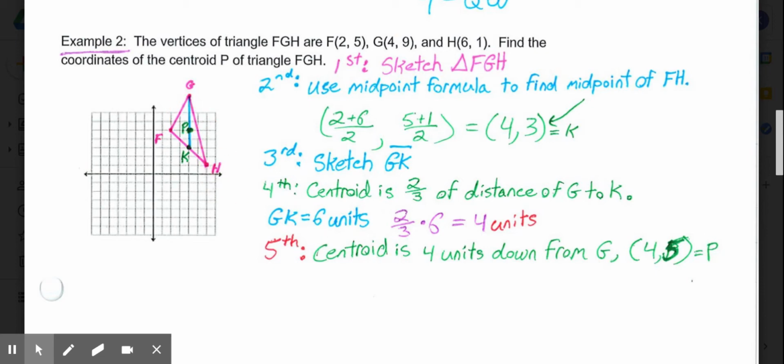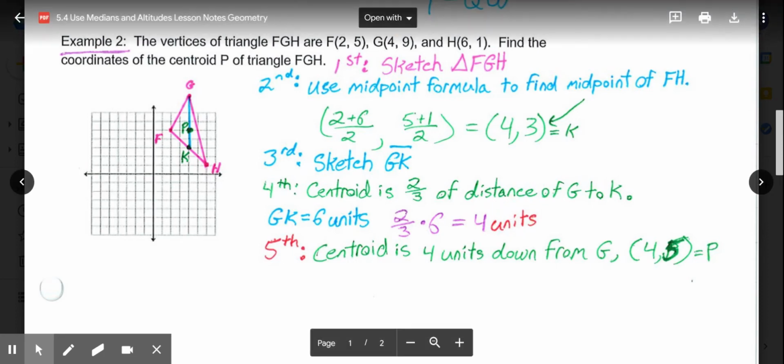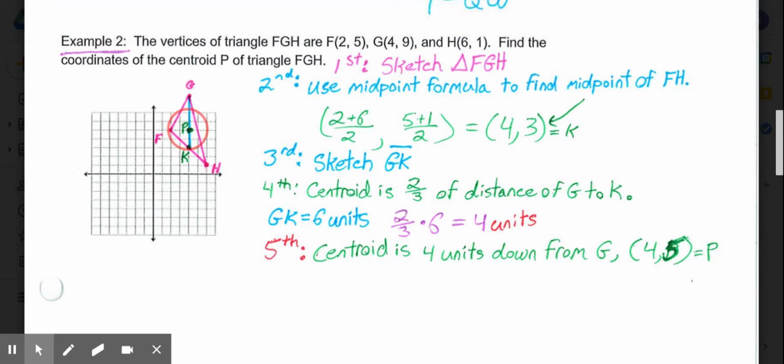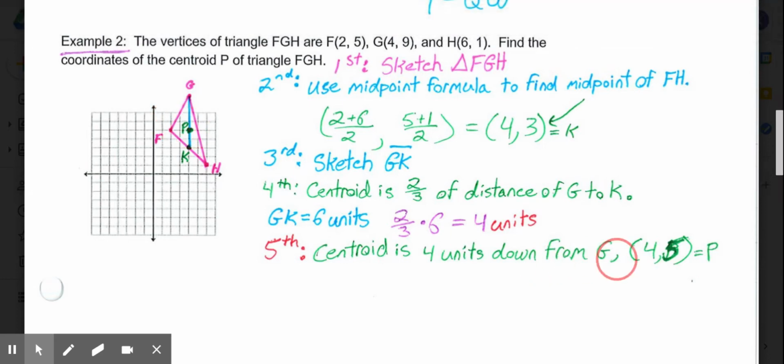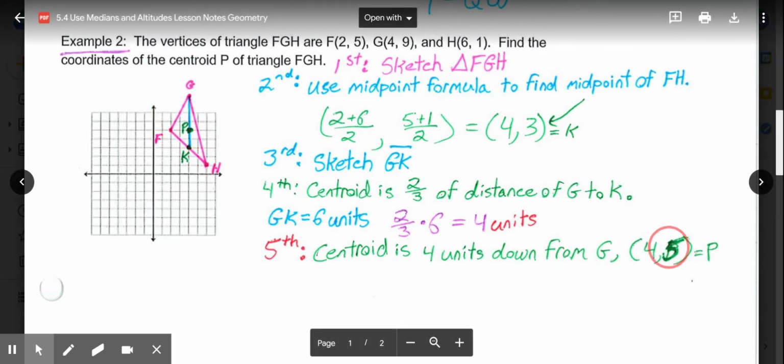So if G to K, that segment was 6 units long, we multiply that by 2/3, and that tells us our centroid was 4 units away from G, the vertex. So we would go down 4 units along that median to find point P. So 4 units down from G puts us at the point (4, 5), which is P, the coordinates of our centroid.